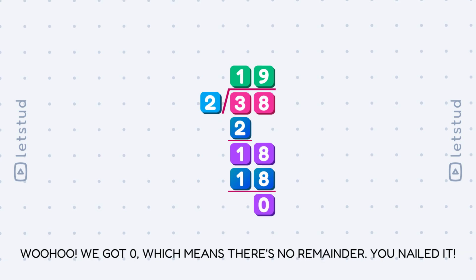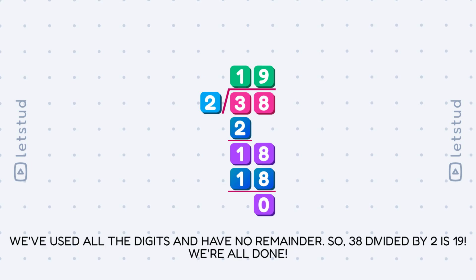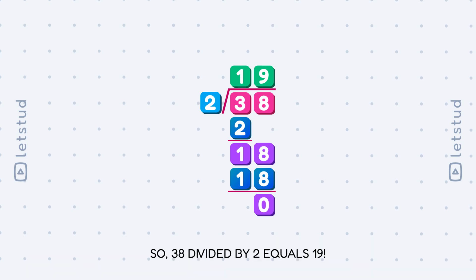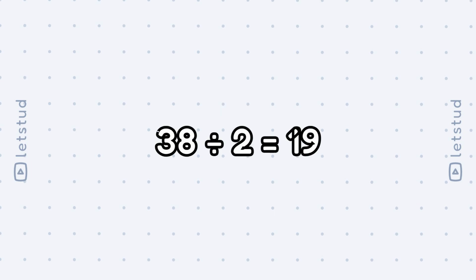Woohoo, we got 0, which means there's no remainder. You nailed it. We've used all the digits and have no remainder. So 30 at divided by 2 is 19, we're all done. So 30 at divided by 2 equals 19. We just conquered dividing 30 at by 2.